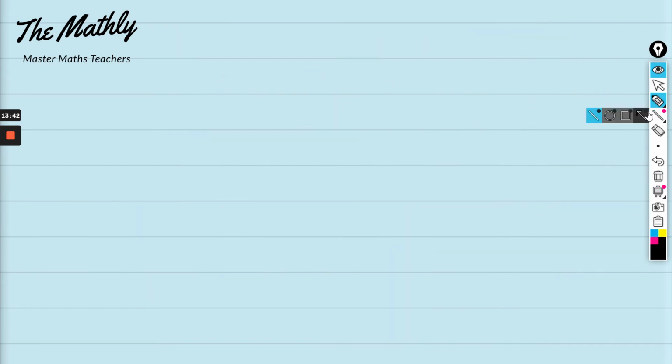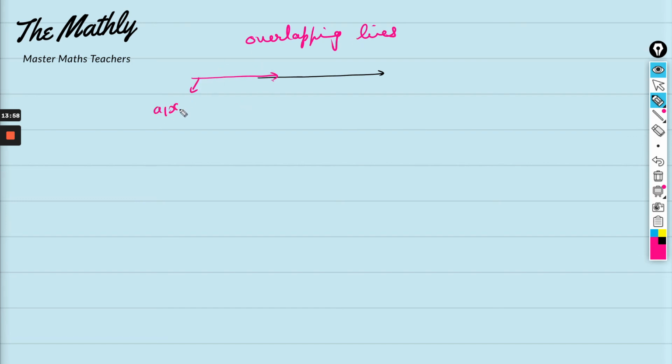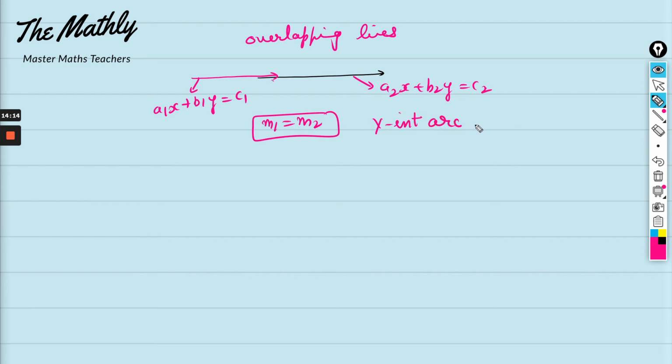Now, let's move on to the last concept, when the lines are coincident. Let me draw it. Let's say this is the first line. By the way, when I say the lines are coincident, it means they are overlapping. Overlapping lines, right? Now, let's suppose this is a1x plus b1y is equal to c1, and this is a2x plus b2y is equal to c2. In this case, the slopes are equal and the y-intercepts are also equal.